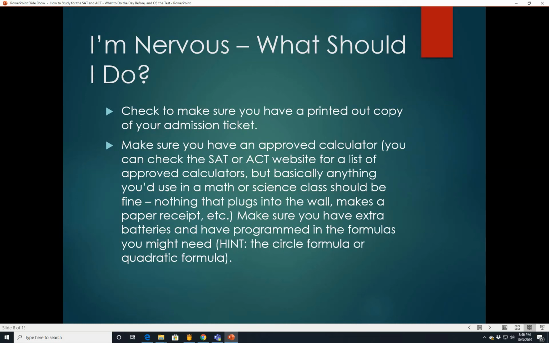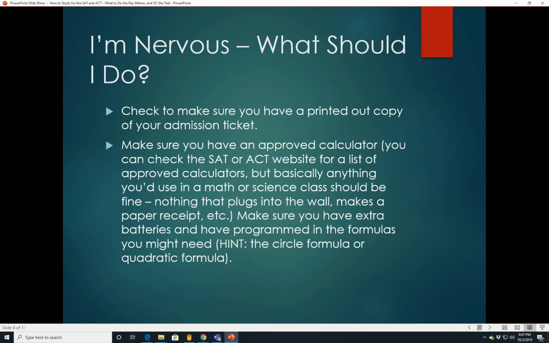But basically anything you've used for your math and science classes should be fine. Just don't bring anything that plugs into the wall or makes a paper receipt. So no adding machines. You can't bring in your laptop. You can't use your cell phone, because your cell phone is something you can use to communicate with people outside the room or even just other people in the room.